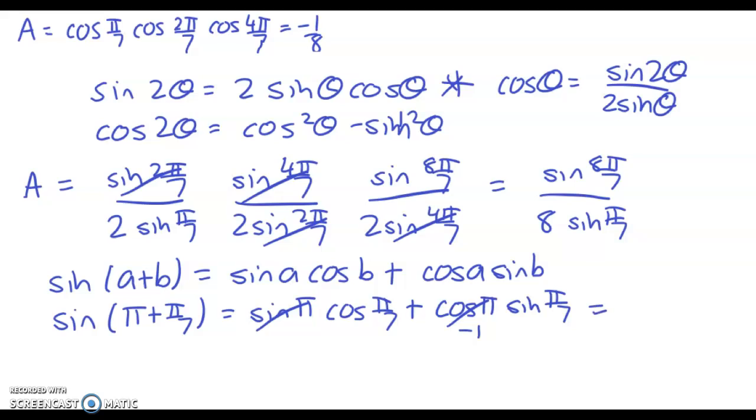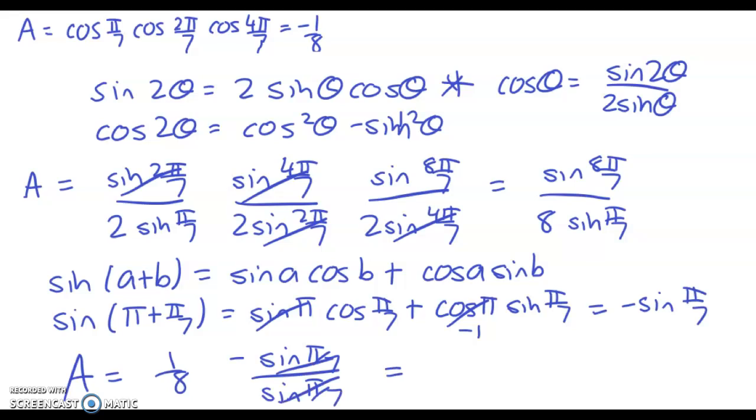So sine 8 pi over 7 is minus sine pi over 7, meaning that we have 1 over 8 times minus sine pi over 7 over sine pi over 7. These two cancel, and the answer is minus 1/8, as we were required to show.